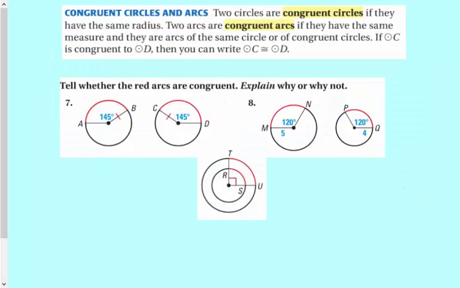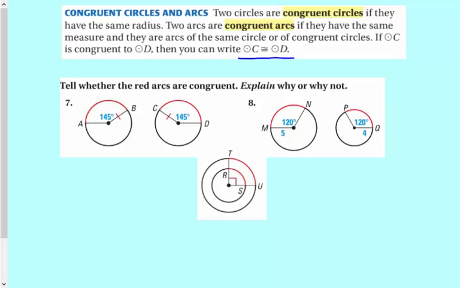All right, then we have congruent circles. So 2 circles are congruent if they have the same radius. Okay, so you can check to see if they have the same radius. 2 arcs are congruent arcs if they have the same measure and they are arcs of the same circle or of congruent circles. If circle C is congruent to circle D, then this would be the congruent statement. Congruent circles don't come up too often, but they are important to show that two arcs are congruent.